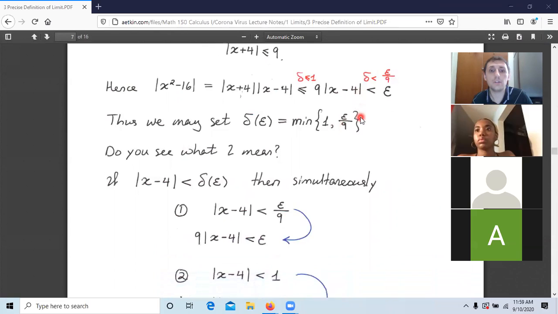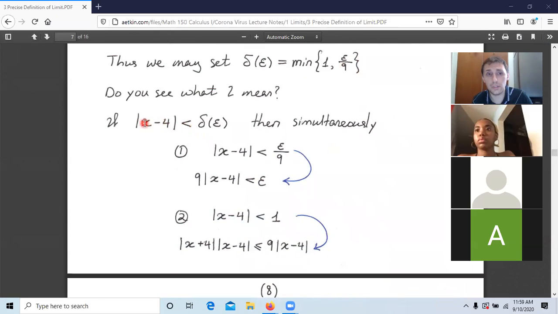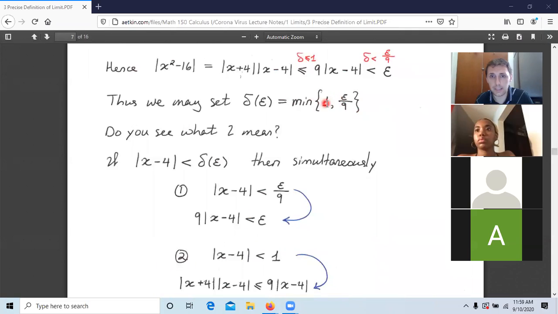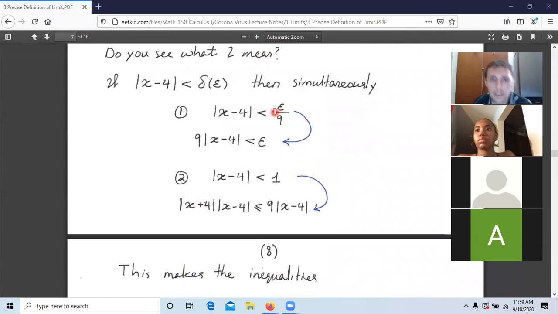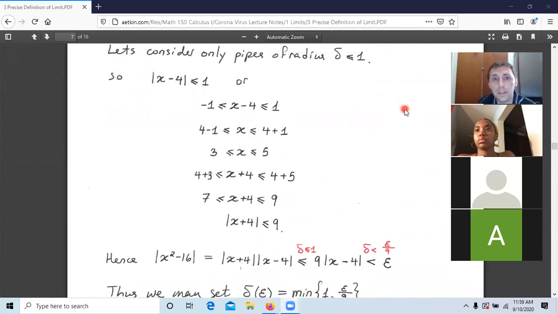Good? So here is how the argument is supposed to work. If X minus 4 in absolute value is less than delta of epsilon, then it must be less than epsilon over 9 at the same time. And it must also be less than 1. Because delta is the minimum of those numbers, right? So because X minus 4 in absolute value is less than epsilon over 9, 9 times the absolute value of X minus 4 is less than epsilon. Yes, here is where the 9 comes from.